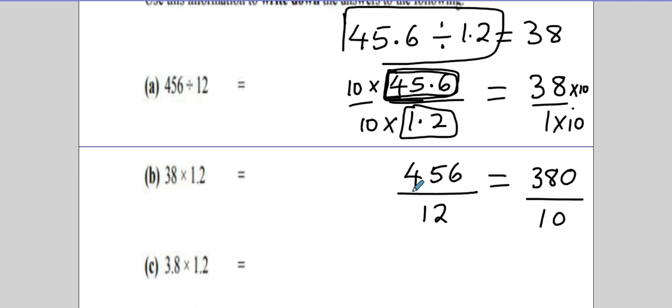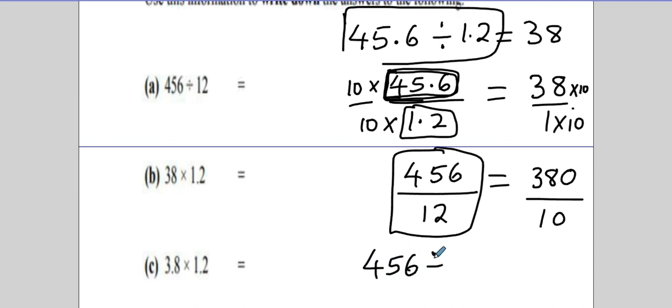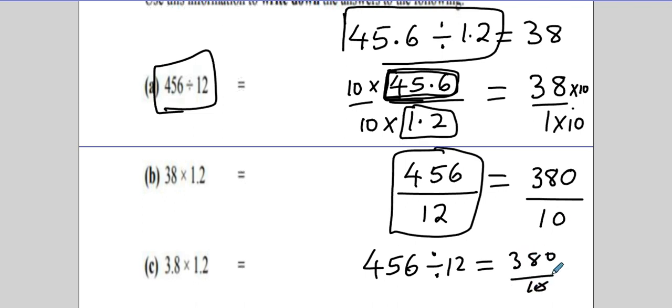Can you see that? Now here we have 456 divided by 12. And this is our question. So what is 380 divided by 10? 380 divided by 10, cancel that 0, cancel that 0. The answer is 38. So here the answer is 38.